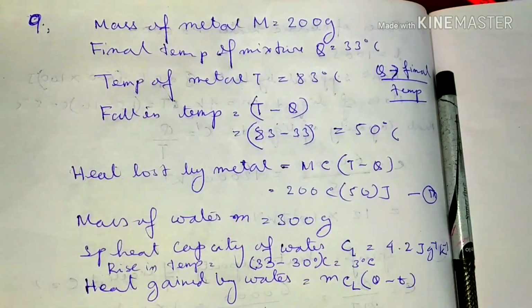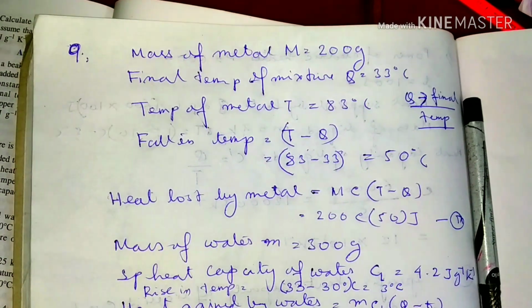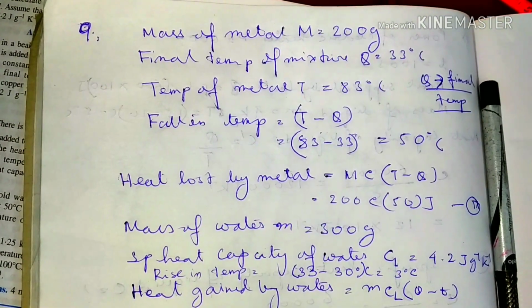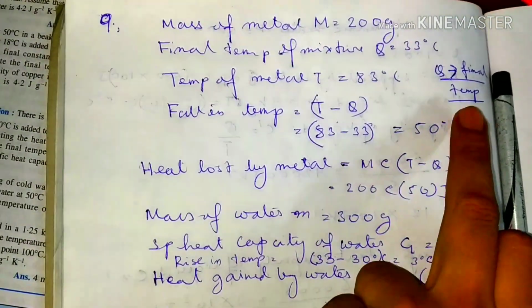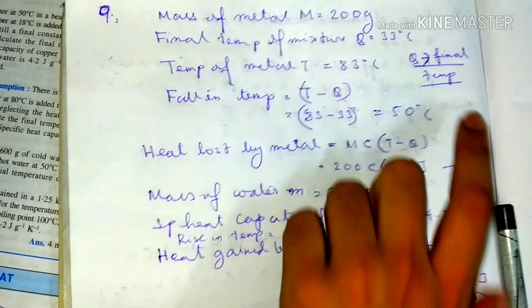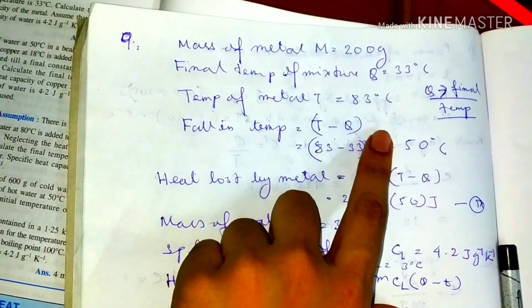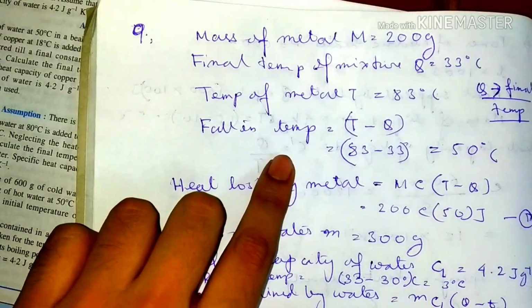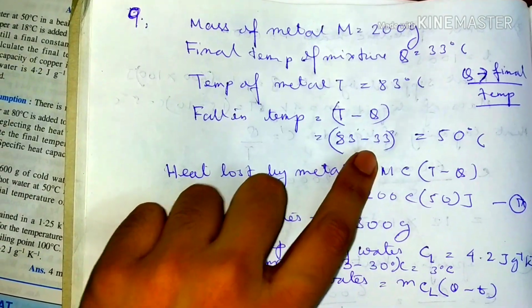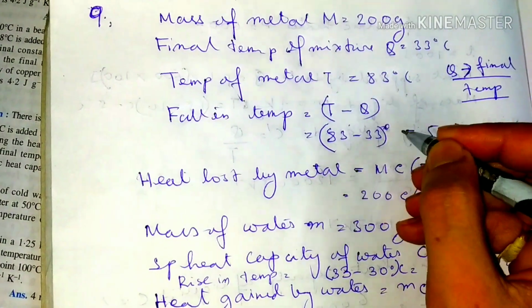Let us start with sum number 9. I've written down the statements. Mass of metal M is equal to 200 gram. Final temperature of mixture θ is equal to 33 degrees Celsius. I've also mentioned separately that θ represents final temperature. Temperature of metal T is equal to 83 degrees Celsius. Fall in temperature is T minus θ, that is 83 minus 33 degrees Celsius, which results in 50 degrees Celsius. Let me correct it.